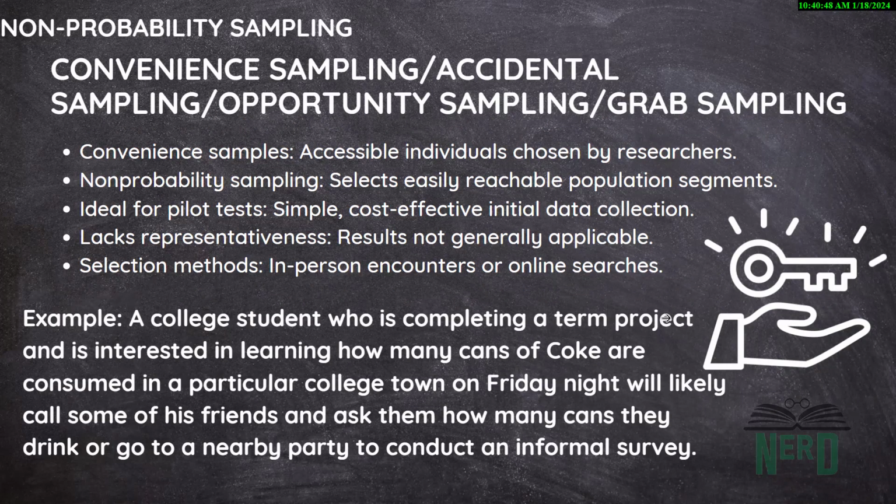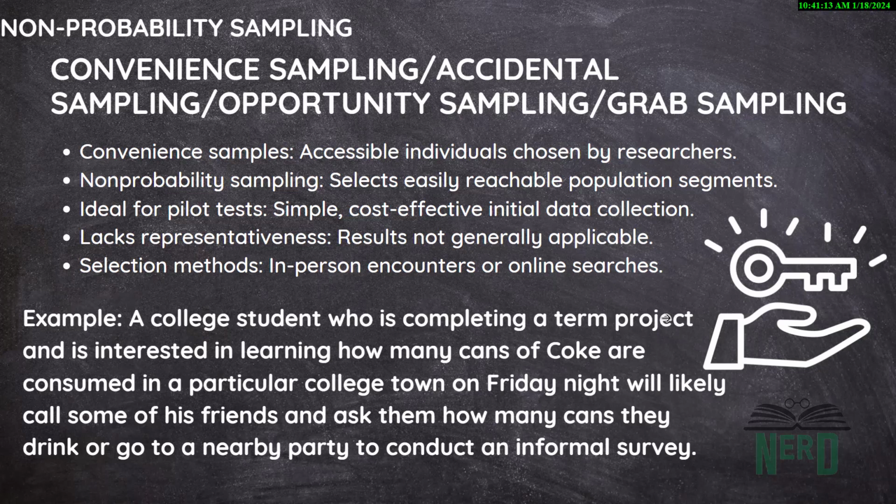Next, we have convenience sampling, accidental sampling, opportunity sampling, grab sampling. These are all the same, but with different names, because in the exam they won't ask for convenience sampling, but they'll ask its different names like accidental sampling, opportunity sampling, and grab sampling. Let me tell you about this. It's all about what's easy to reach.